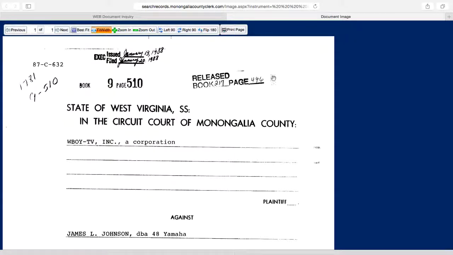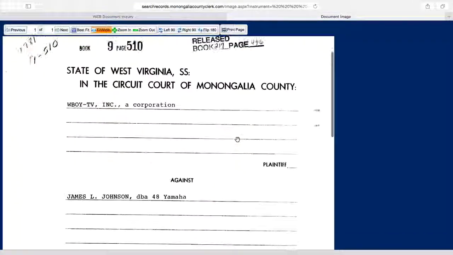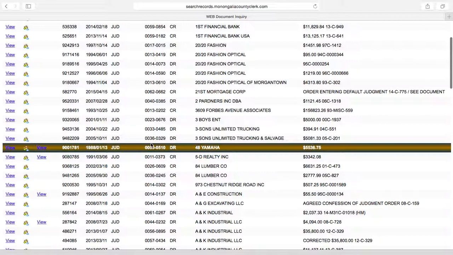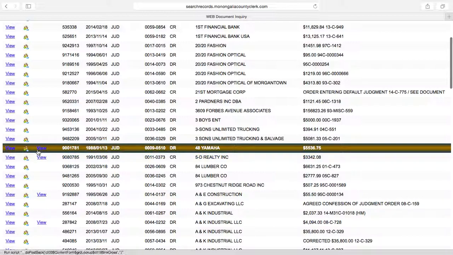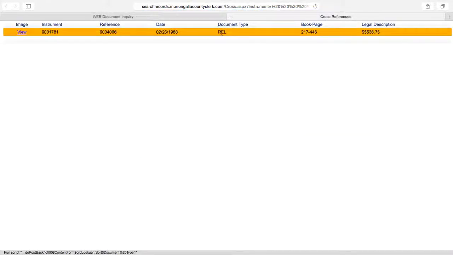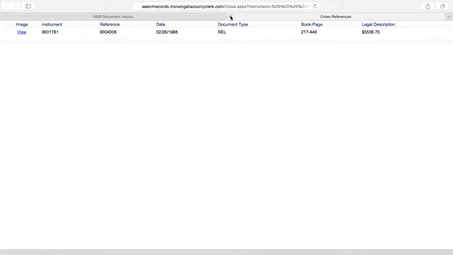But you can also see up here, this was released in book 217, page 446. So you would make note, if this was impacting your title exam, that this was owed, but that it was released. Okay, that there was a judgment against this particular individual, but that it was released, and it was released in that amount. Now, you can tell the ones that have been released because they have a second view button. Okay, so if I click on that, it tells me it's cross-referenced in the release book and for what amount.